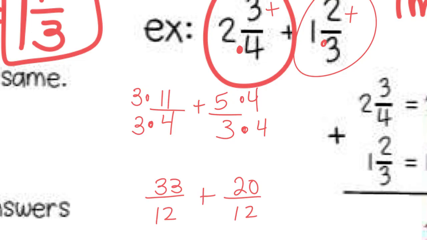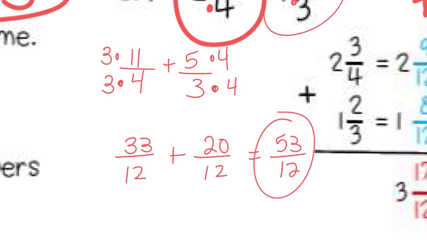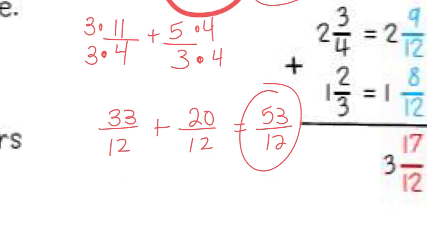Now I could add these. What's 33 plus 20? Now, the problem is, what's your final answer here? It's improper. Your final answer should not be improper. So now we have to convert that to a mixed number, which means you have to ask yourself, how many times does this number on the bottom go into this number at the top? How many times does 12 go into 53?